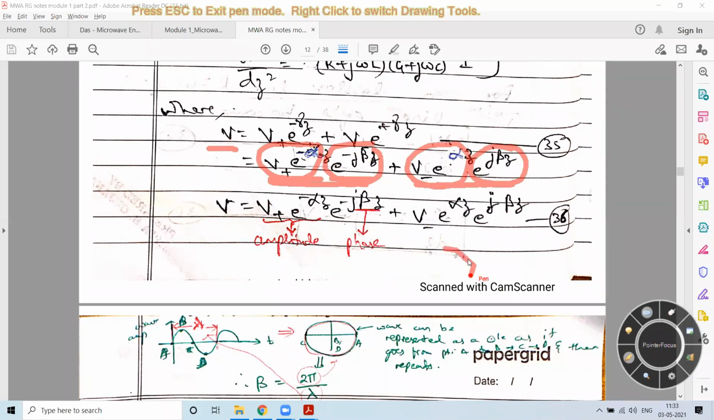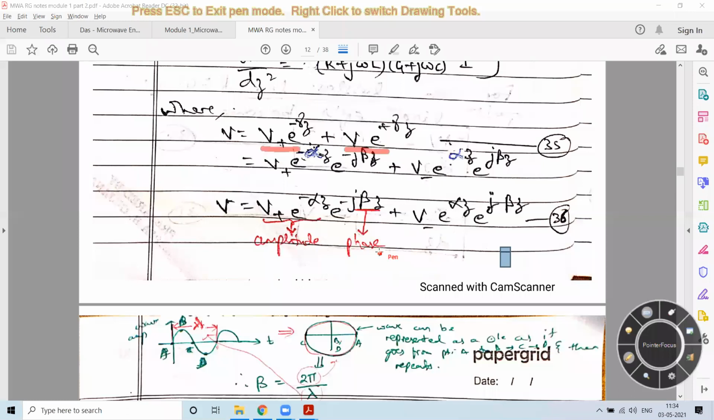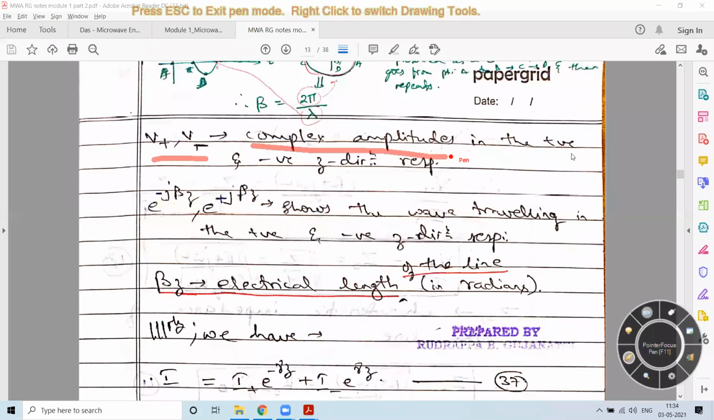So this is actually r into e raised to j theta. This is how it is represented. This is the representation we have in terms of incident parameters and reflected parameters. Here we have these complex quantities: V plus and V minus are associated with the complex amplitudes in the positive and the negative z direction.